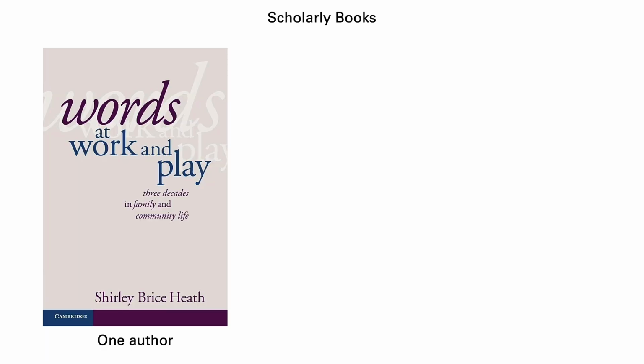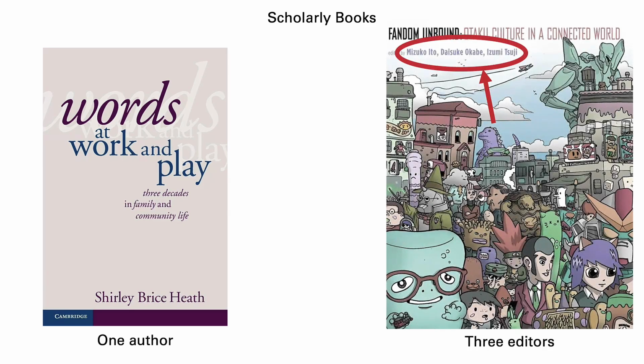Most people are used to books that you see here on the left. These kinds of books are written by one or two authors. All the chapters are written by the same one or two authors. But that's not the case in scholarly books. In scholarly books like this one here, Fandom Unbound, there are 3 editors, Ito, Okabe, and Tsuji. Editors are the people who read and proofread an author's work. They put the book together and they're responsible for publishing the book.